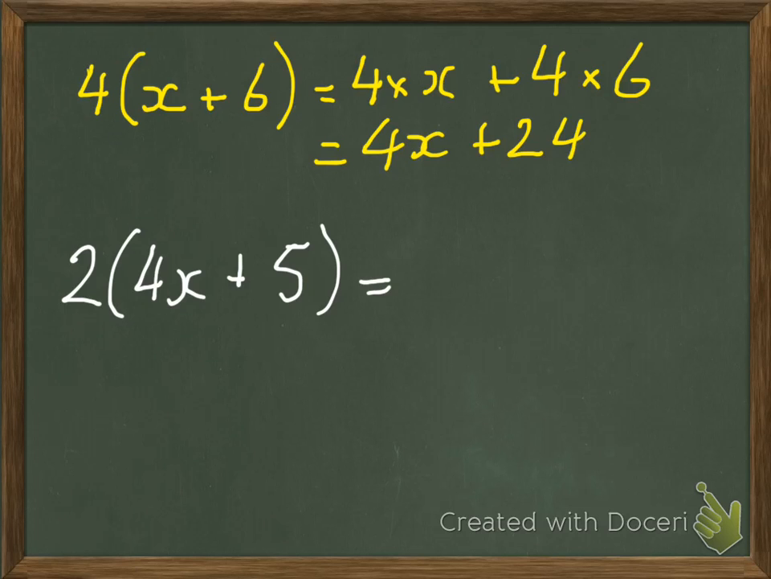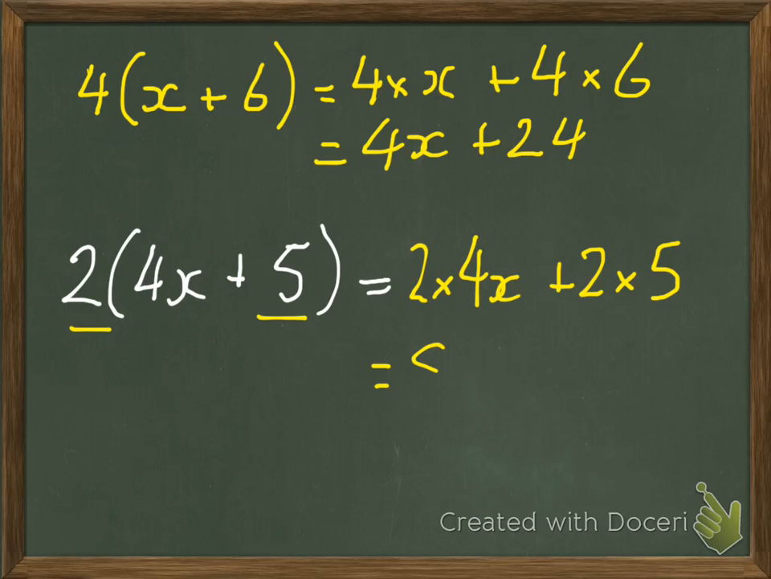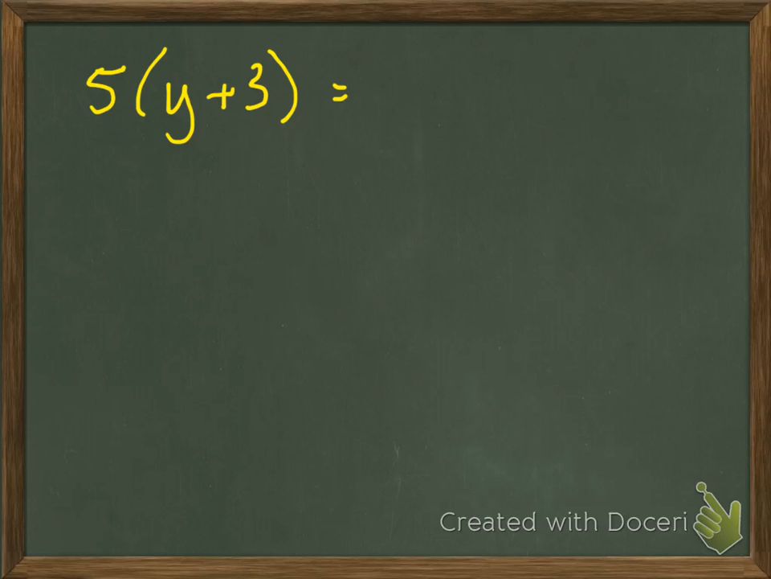Okay, so just going through the process again, it's the outside times the first thing in the bracket, 2 times 4x, and then it's the outside times the next thing in the bracket, so that's plus 2 times 5. Okay, so that's 8x plus 10. Okay, here's the next one, pause, have a go, come back.